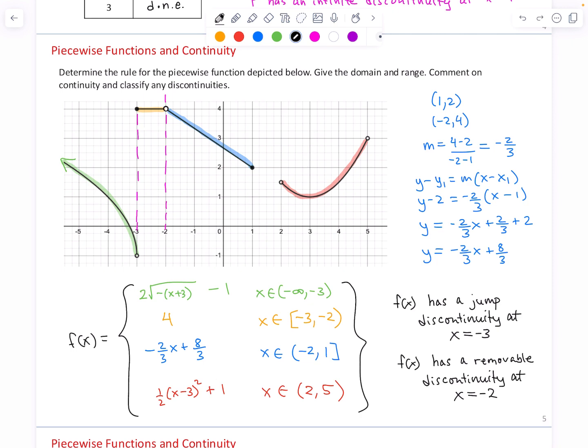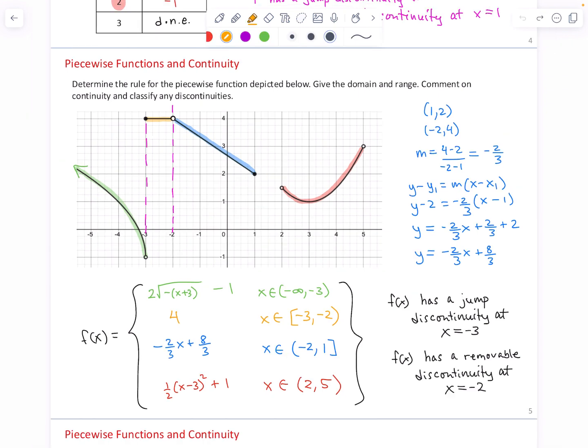Now we only classify discontinuities at singular values of x. So because we have a gap of x coordinates here, we don't really classify this as a discontinuity at a single value of x. So the only two singular locations where a discontinuity occurred were at x equals -3 and at -2. And in the end, this graph is composed of 4 continuous pieces. Individually, the green, the orange, the blue, and the red are all continuous over their respective domains.